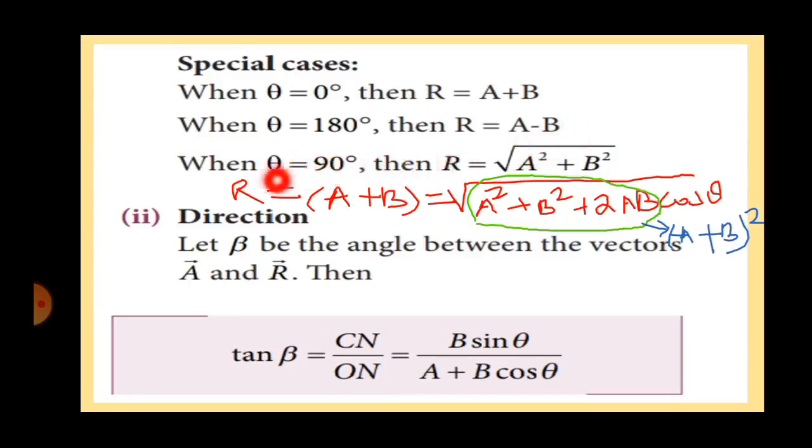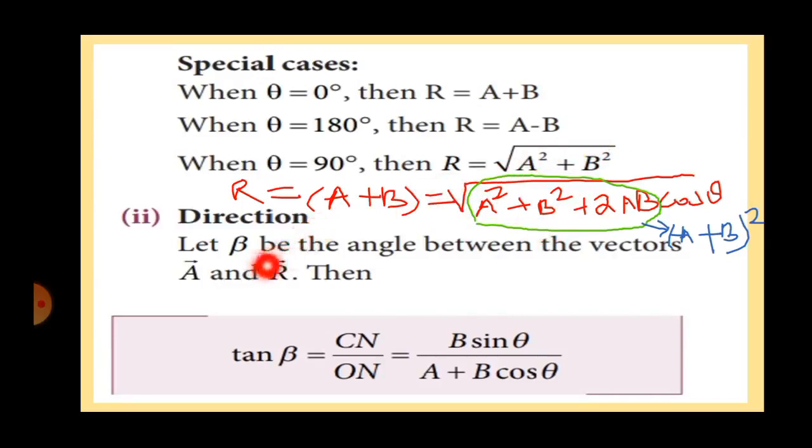Then third case, when theta is equal to 90 degree. Now substitute cos 90. What is the value of cos 90? 0. So the total term is 0, and I get the answer square root of A square plus B square. So this is a special case of magnitude of the parallelogram vector. Okay. Then direction of the parallelogram vector.